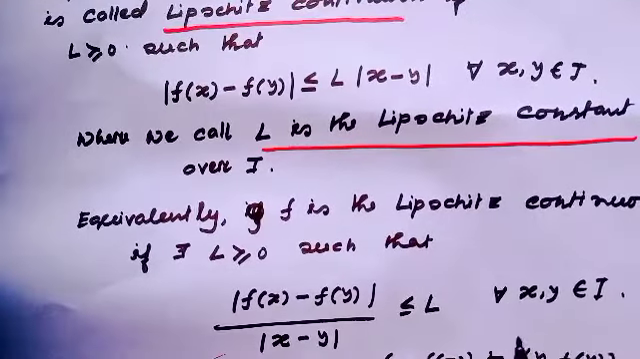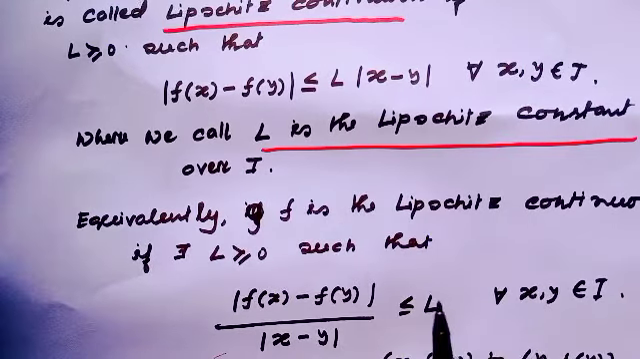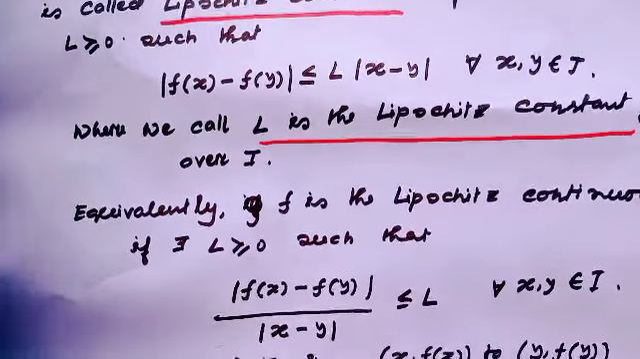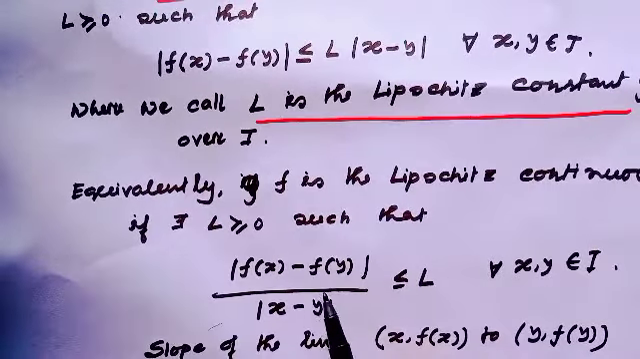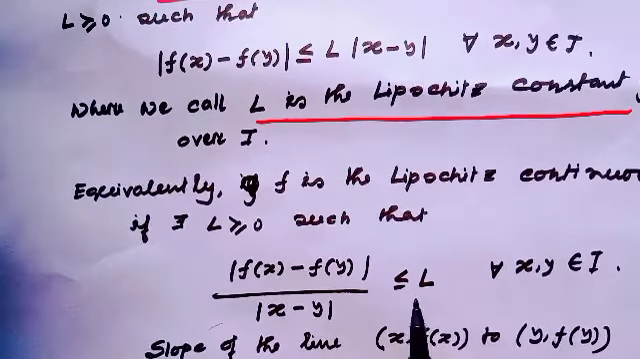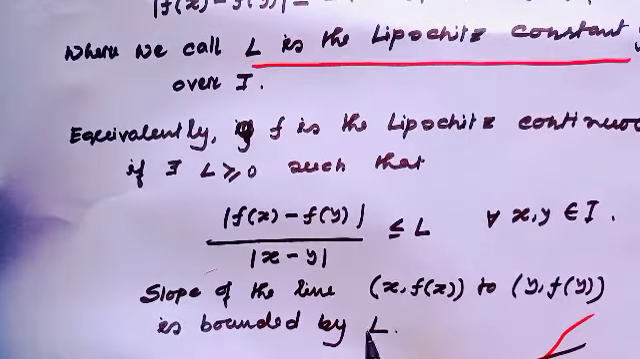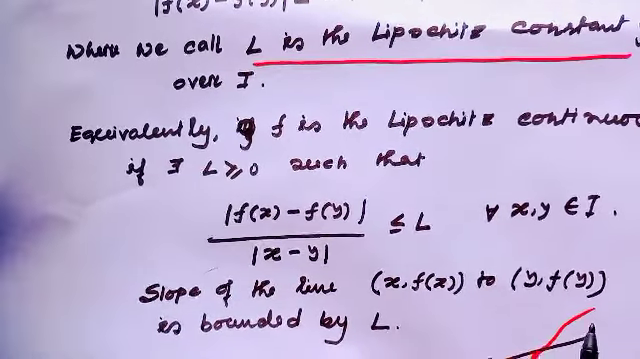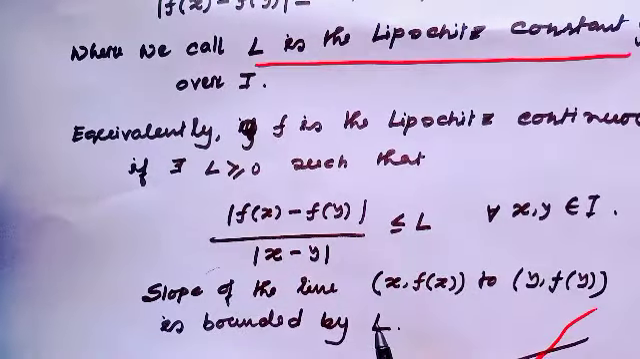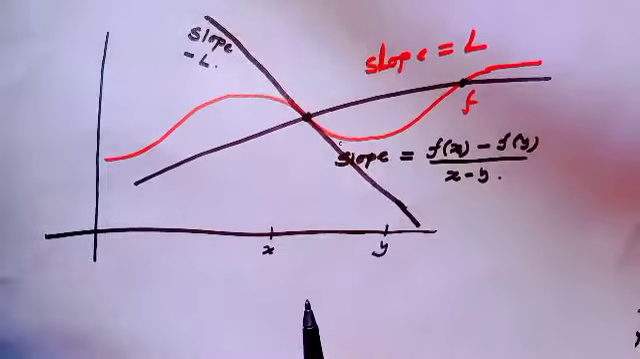Equivalently, f is Lipschitz continuous if there exists capital L such that, from this line we can tell easily, the absolute value of f(x) minus f(y) divided by the absolute value of x minus y is always less than or equal to L for all x, y belonging to I. And this is actually the slope of the line from (x, f(x)) to (y, f(y)), which is bounded by L. This is the geometrical meaning.